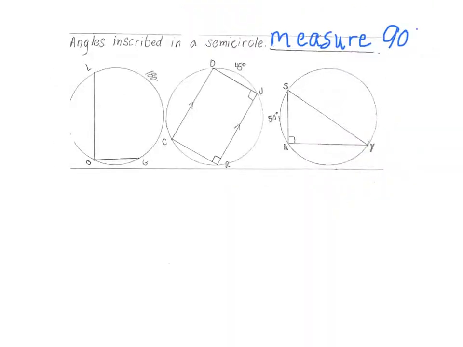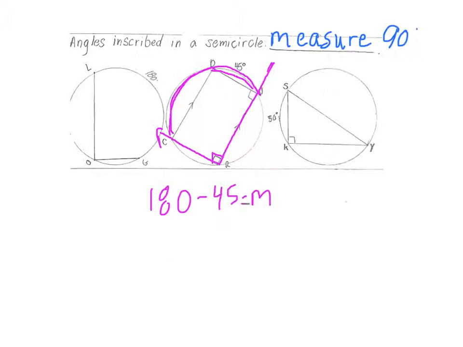Let's use the conjecture about 90-degree angles inscribed in a semicircle to find the measure of this arc CD. I can see that CD plus DU is going to be part of the arc that's inscribed in angle R. Since angle R is 90 degrees, I know the arc has to be 180. So if I take 180 minus 45, I will end up with the measure of arc CD.